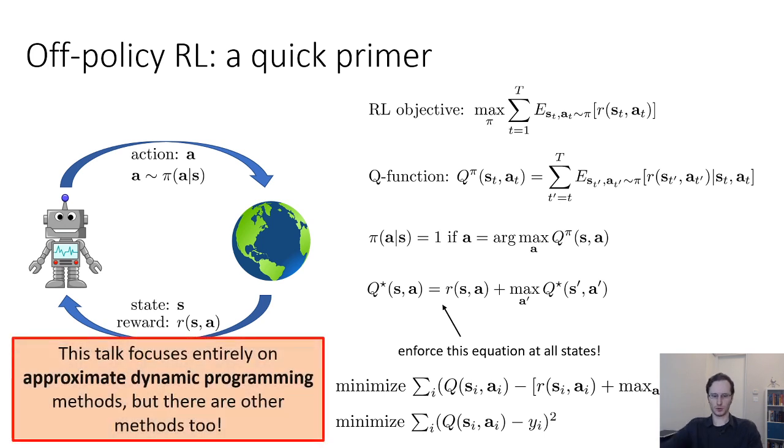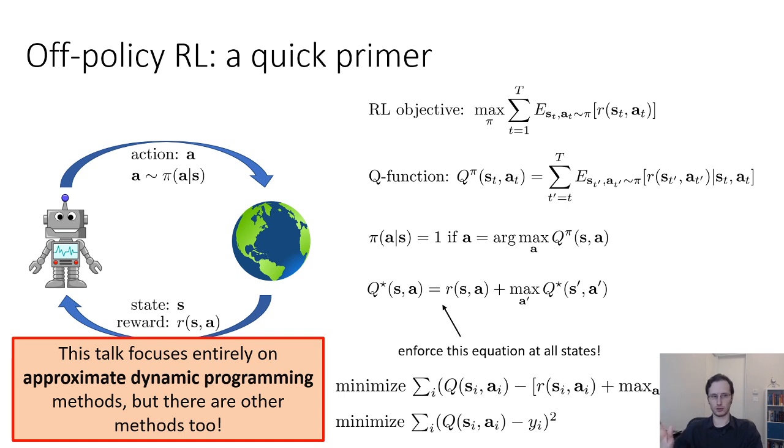Now, this talk is going to focus pretty much entirely on approximate dynamic programming methods, basically Q-learning style methods or actor-critic methods. There are many other methods for offline RL based more around policy gradient style estimators. And I'm not going to talk about this, so we'll basically start with Q-learning and actor-critic and sort of stay there, just as a warning.